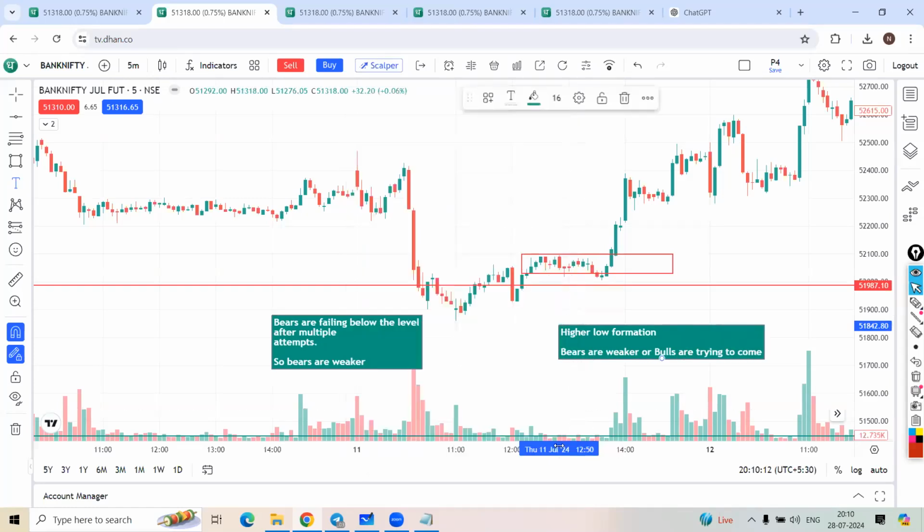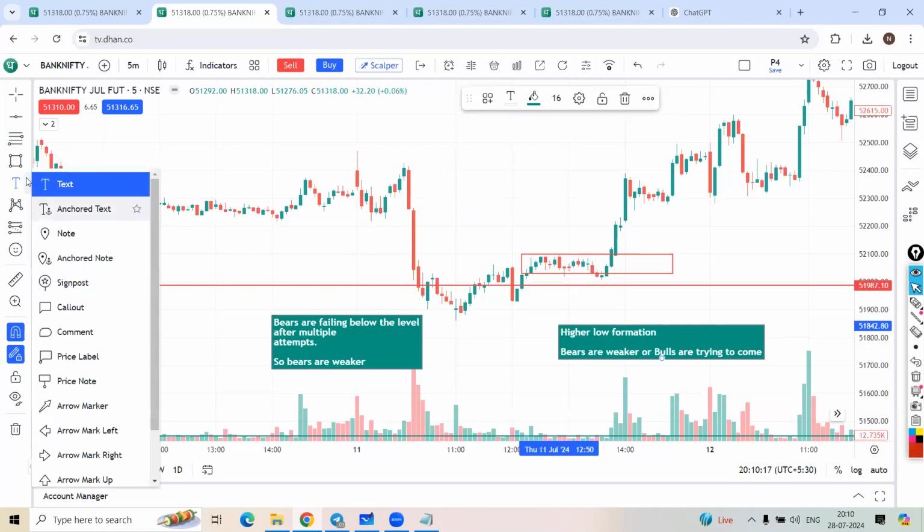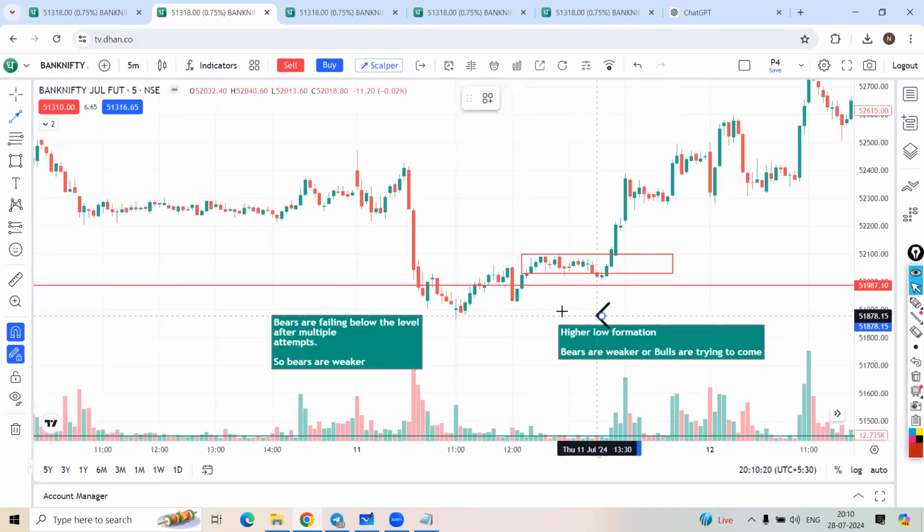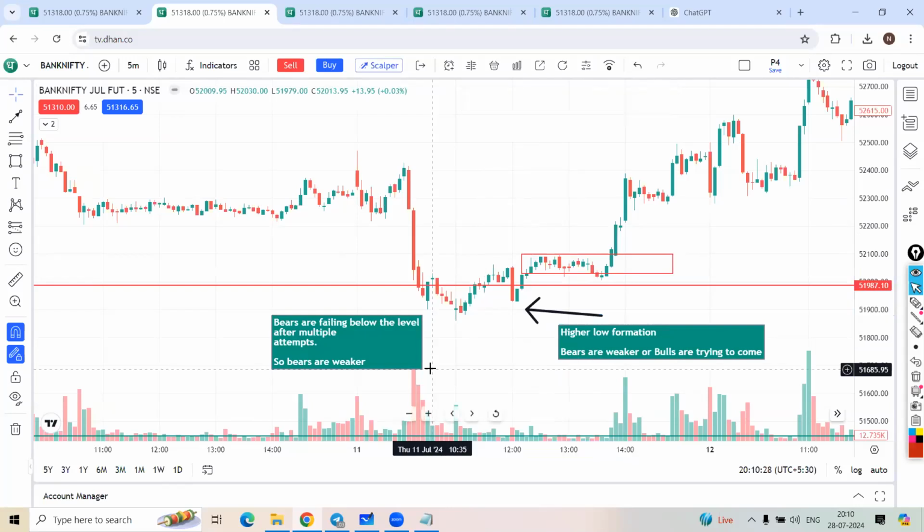I can tell it in both ways. There are 2 ways to tell it. Fine enough. Both the clues suggest bears are weaker, which means who is left over in the market? The market is slowly trying to be in favor of bulls. Correct? Price is stable above this level.